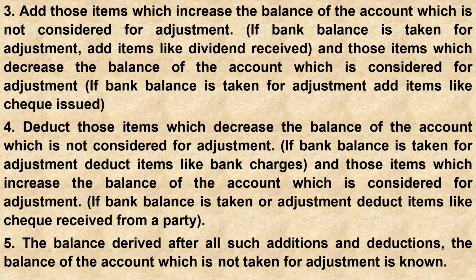4. Deduct those items which decrease the balance of the account which is not considered for adjustment. If bank balance is taken for adjustment, deduct items like bank charges, and those items which increase the balance of the account which is considered for adjustment. If bank balance is taken for adjustment, deduct items like check received from a party. 5. The balance derived after all such additions and deductions is the balance of the account which is not taken for adjustment.